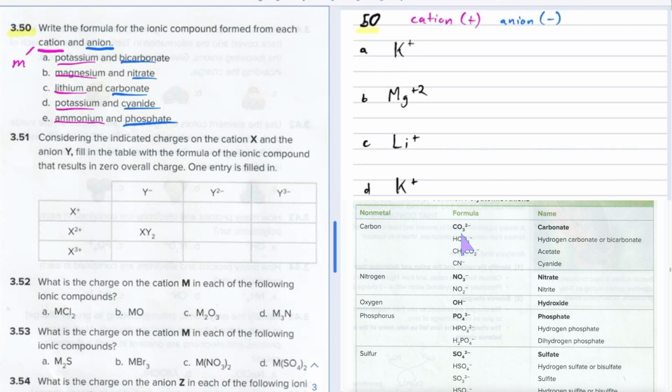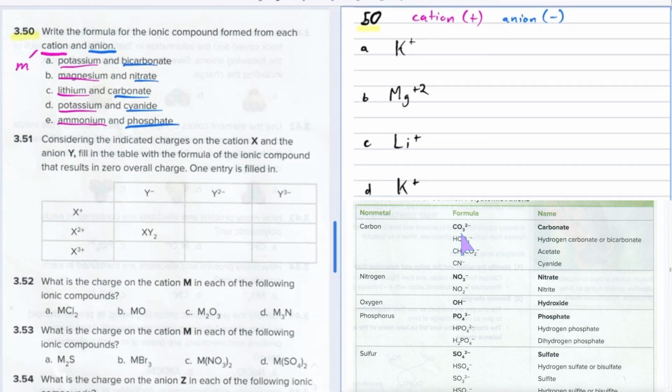HCO3-. So let's go back. That's going to be HCO3-. And then let's do all of them. Nitrate. That's one of nitrogen. That's going to be NO3-. And then what's the next one? Carbonate. That's CO3-2. And then we have cyanide.